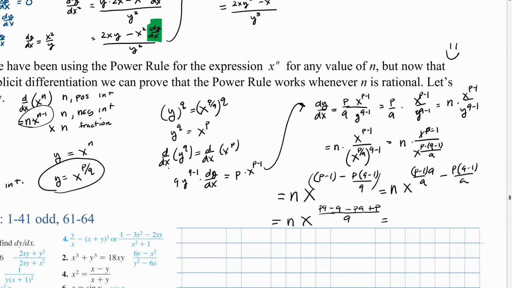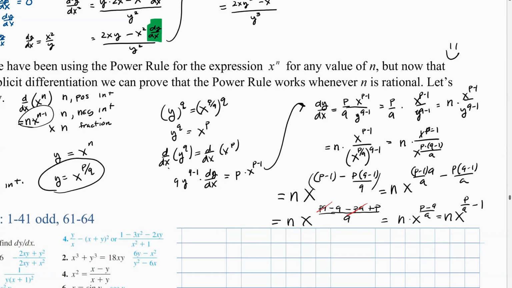All right, now switch pen colors because this pq and that pq cancel, leaving us n times x to the p minus q over q. And the q's are looking like 9s. Oh, one more step. n x to the p over q minus q over q, which is 1.